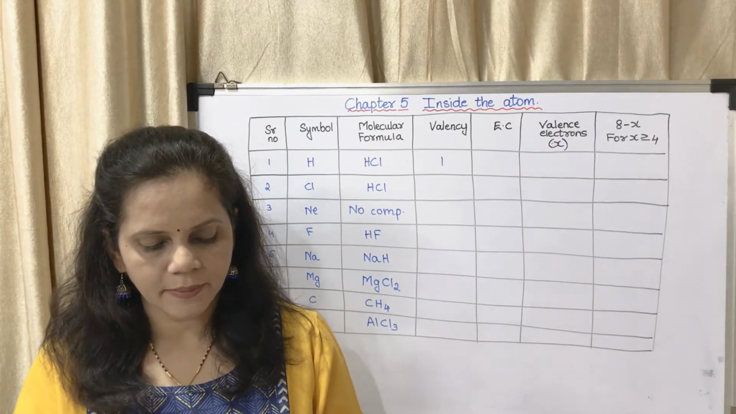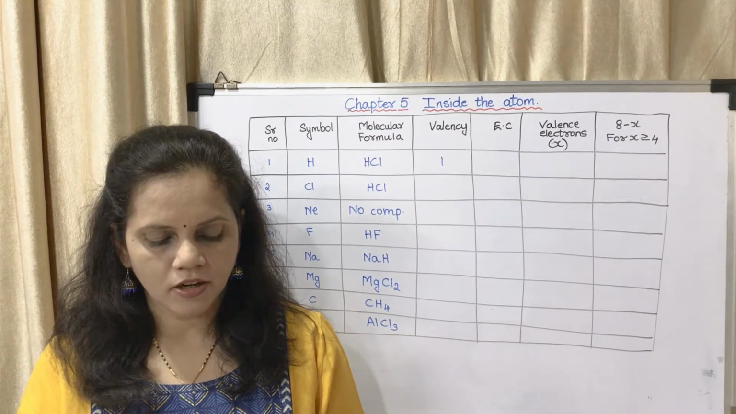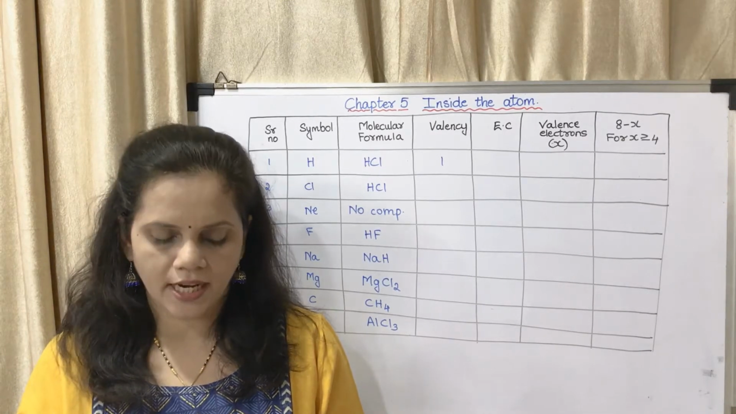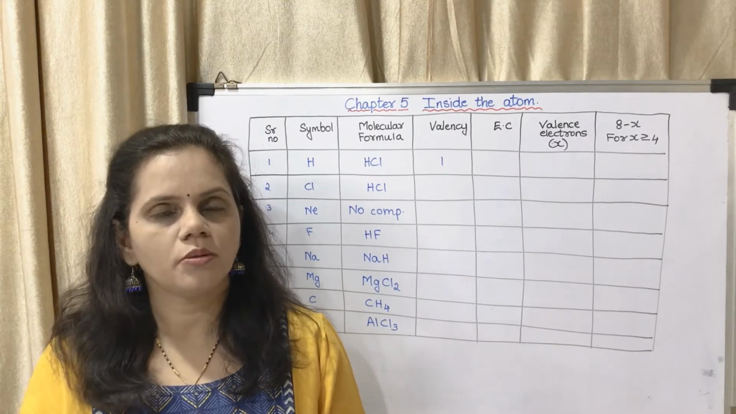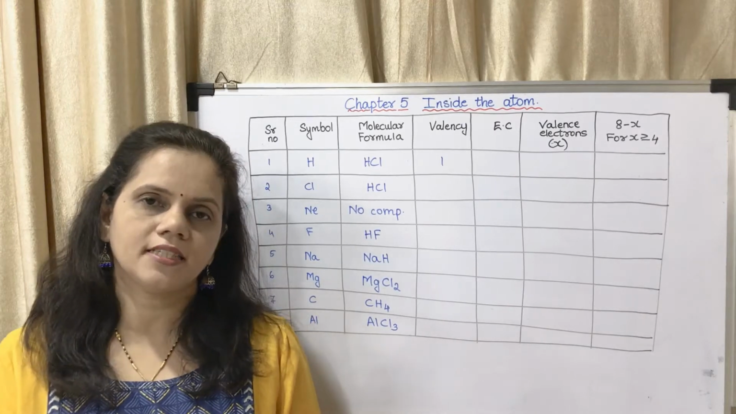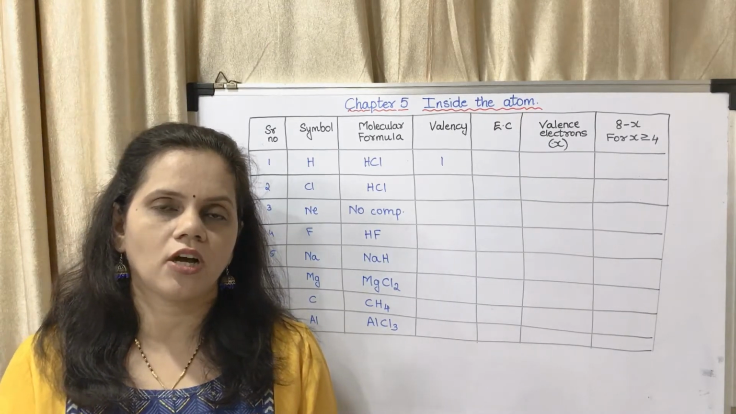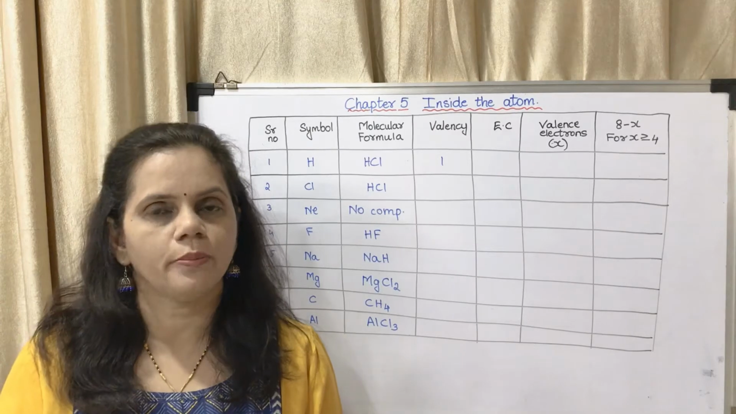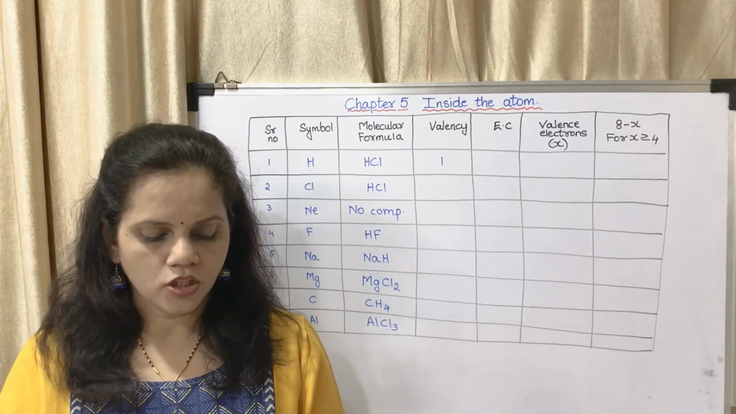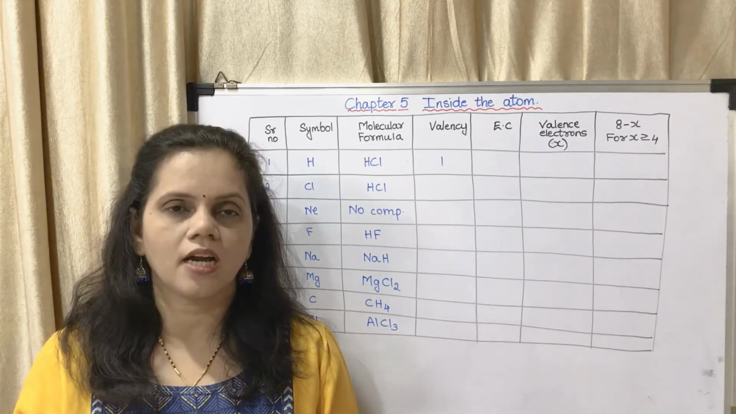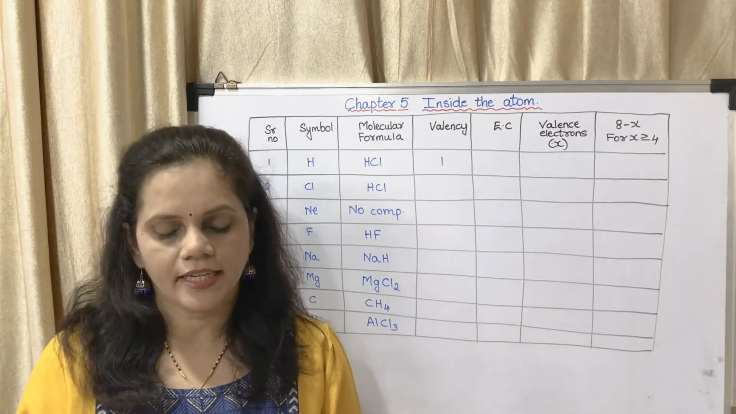Now in the next paragraph, they have given the definition of valency. Valency of an atom is determined by the configuration of its outermost shell. Therefore, the outermost shell is called the valence shell. Outermost shell is called the valence shell. You may underline that. Also, the electrons in the outermost shell are called valence electrons.